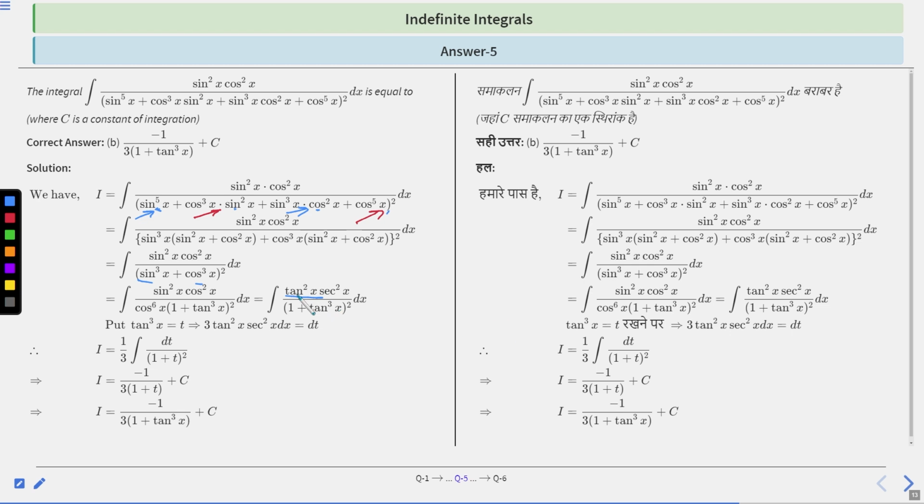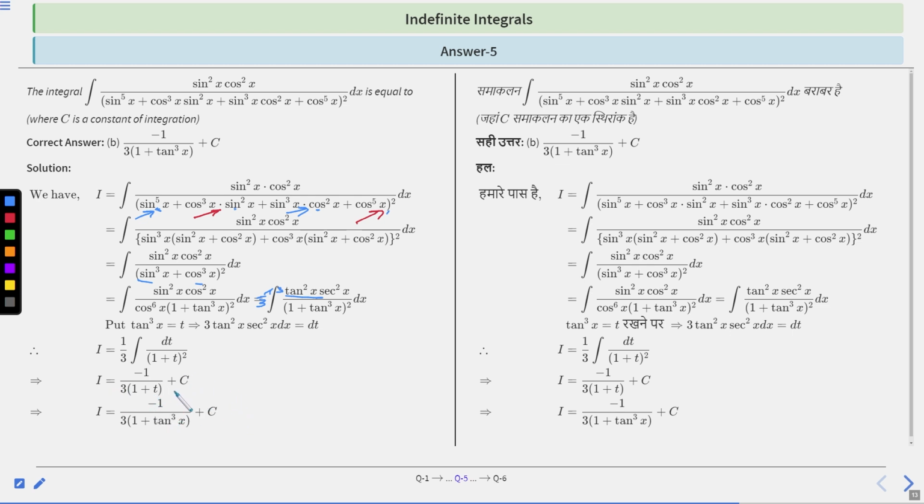Because if you take tan cube x as t, then 3 tan square x sec square x dx will be equal to dt. Therefore, I will be equal to... multiply by 3 and divide by 3. You will get I is equal to 1 by 3 integration of dt upon (1 plus t) square. Therefore, I will be equal to minus 1 upon 3 into (1 plus t) plus c.